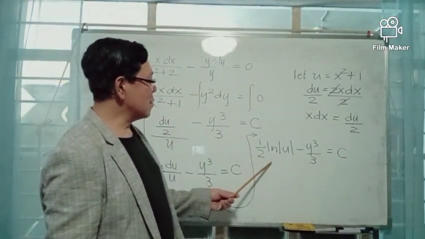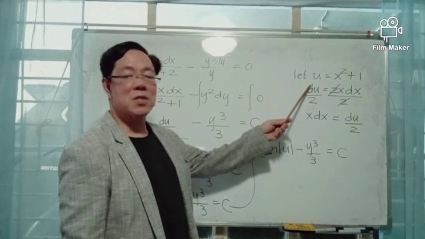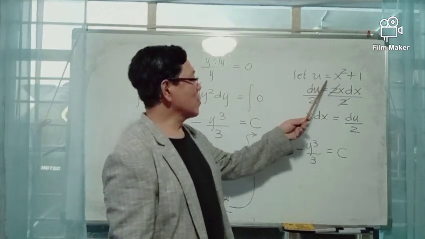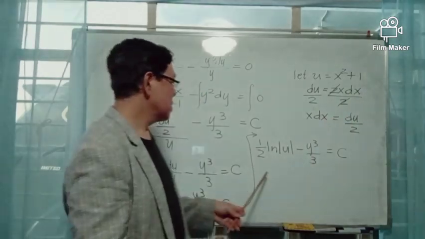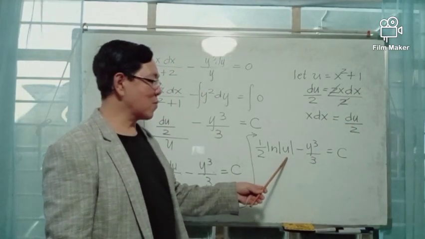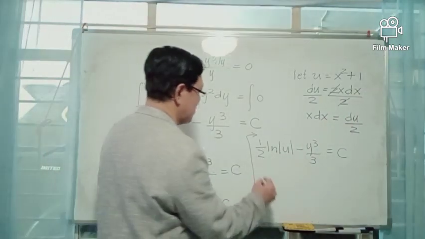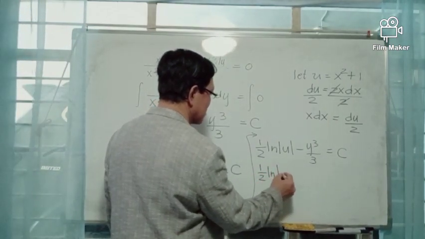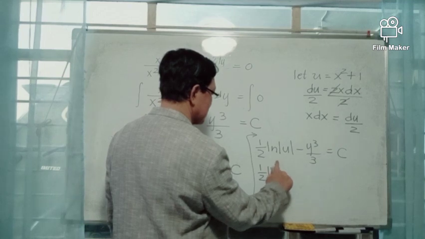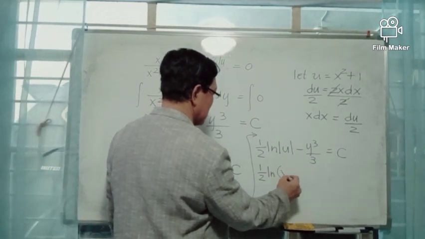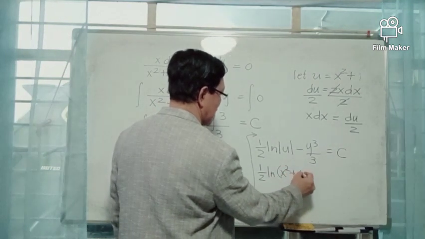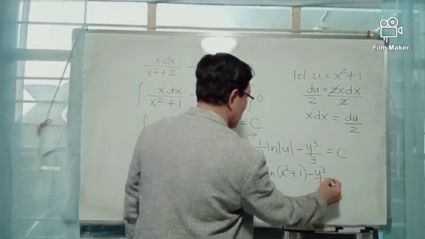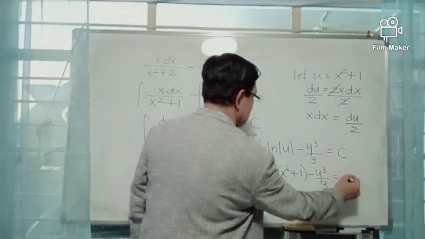And we replace now u with the original variable in terms of the original variable x. U equals x squared plus 1. We replace u with x squared plus 1. We get 1/2, 1/2 of ln of x squared plus 1 minus y cubed over 3 equals c.